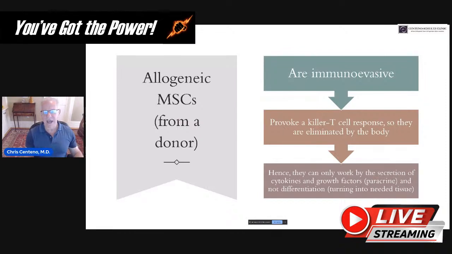You've got allogeneic, in this case talking about mesenchymal stem cells, from somebody else. So these are immunoinvasive, or evasive. That means that they can kind of trick one part of the immune system to go undetected for a few days, but eventually they get detected by the cellular immune response. So they are destroyed by your body. Hence, these can only work through paracrine, meaning giving off certain growth factors and cytokines between the time they're introduced and the time they get killed off by the body. They don't survive to differentiate into other tissues.